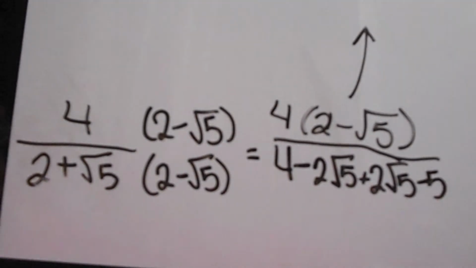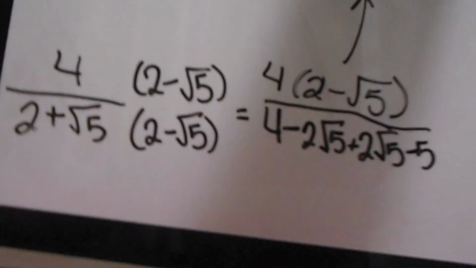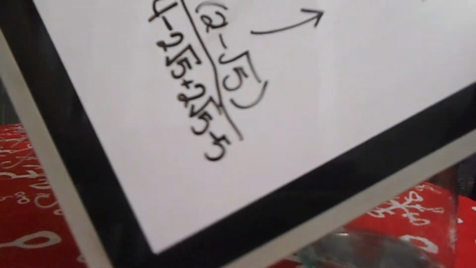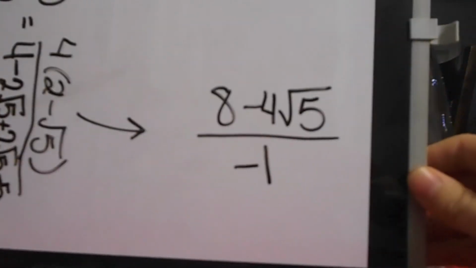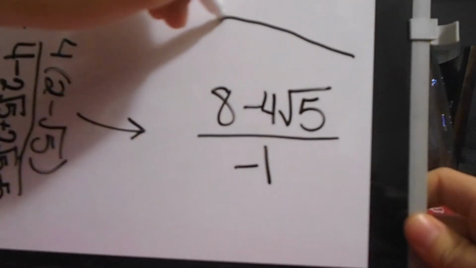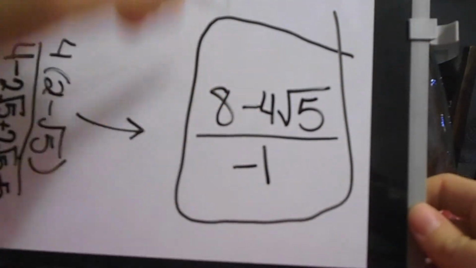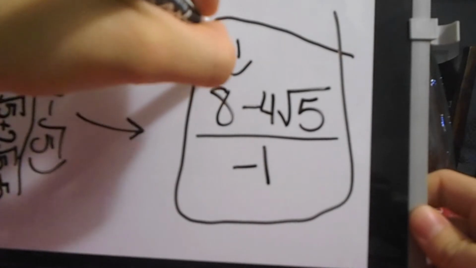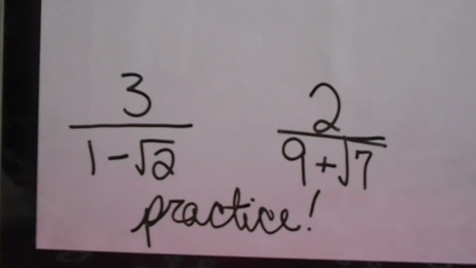The parts with 2 times radical 5 cancel out, and 4 minus 5 is negative 1. After distributing the 4 in the numerator, we get 8 minus 4 times radical 5 over negative 1. Here are 2 practice problems. Pause the video, work through them, then come back when you're ready.